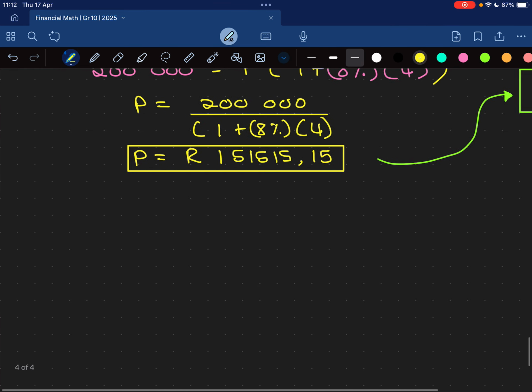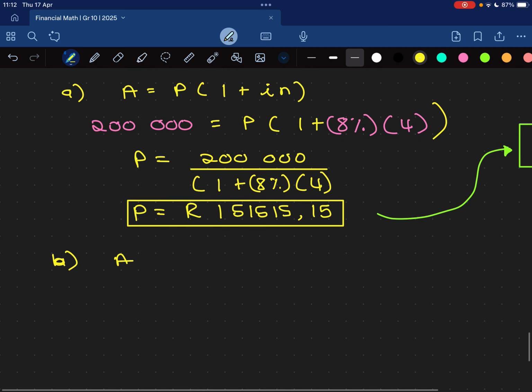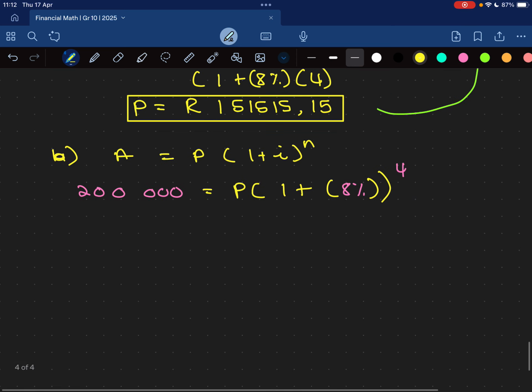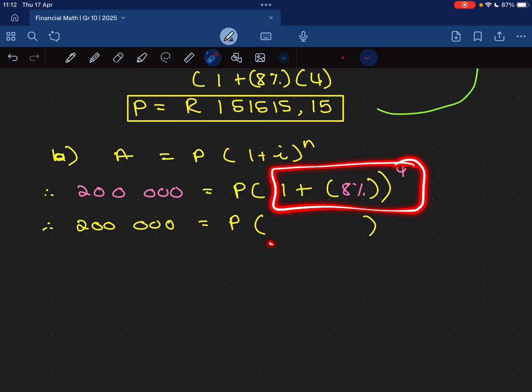Okay, so let's try the second one. The second one is going to be A is equal to P(1 + i) to the power of n. Again, you're given the A value, so none of the values are going to change what they represent in the equation. So you will still have 8%, but now it's going to be to the power of 4. So what I recommend that you do here then is simplify this bracket first. So put this part in your calculator and put the answer here.